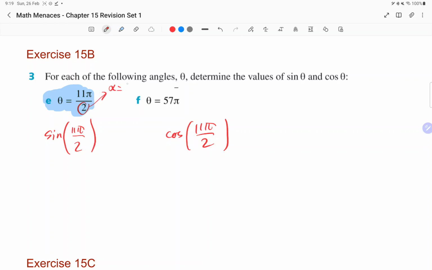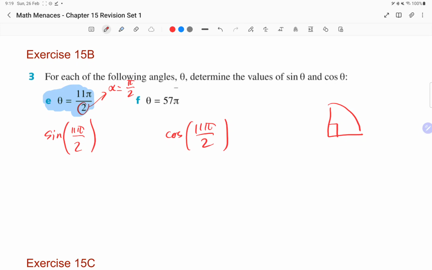Pi on 2. Yes, it is pi on 2. Okay, it is a simple question, don't overthink it. Pi on 2 is how many degrees? 90, right? If it's 90 degrees, it's essentially a quarter of a unit circle. And 11 pi on 2 just means 11 quarters.